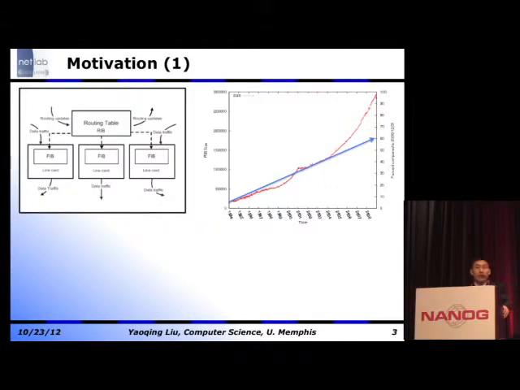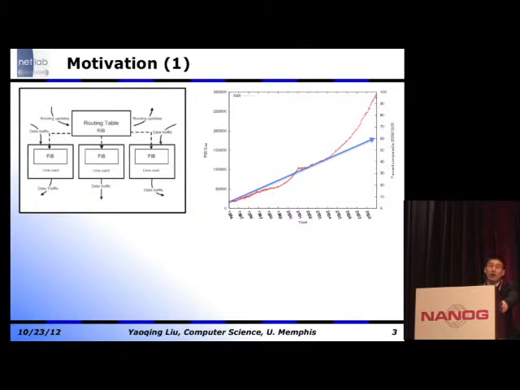So first, motivation. The left picture shows the main components inside the router. As we know, the RIB is mainly responsible for collecting all the best routes and downloading them into the FIB located on the line card. And also it handles all the updates and downloads the FIB changes, all the routing changes, to the line card.